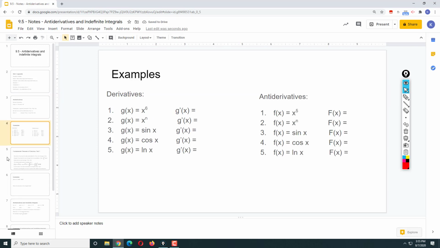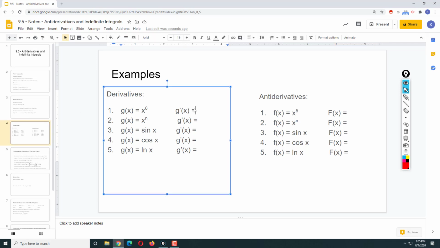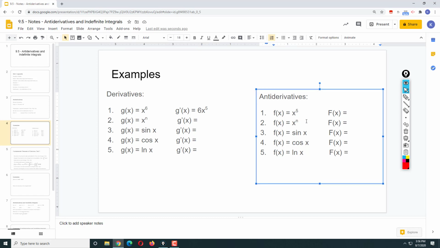Some more examples of derivatives and antiderivatives. The derivative of x to the sixth power is 6x to the fifth. Notice that the 6 comes out in front, so we multiply by the number in our exponent, and then our power goes down by 1. 6 becomes 5. Well, the antiderivative is the opposite. So if f of x is x to the fifth power, then the antiderivative big F of x, instead of multiplying by the exponent, we divide by the exponent. So it's 1/5 x. And instead of going down by 1 power, we go up 1 power.